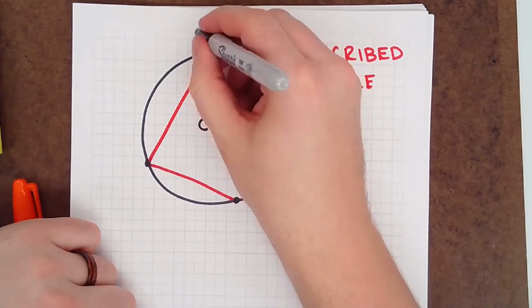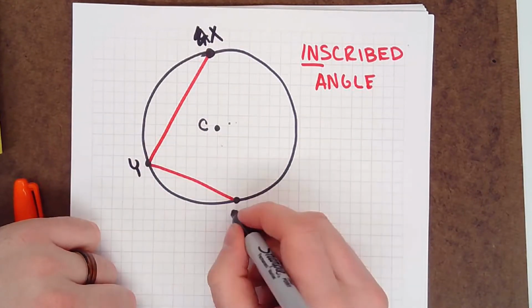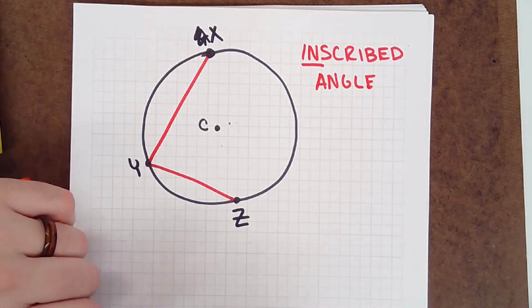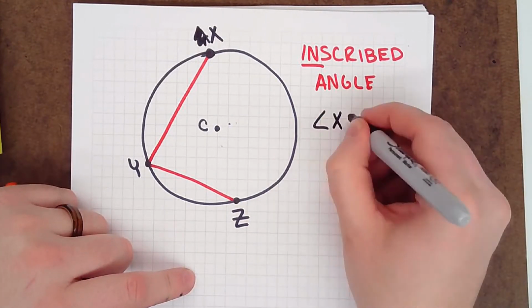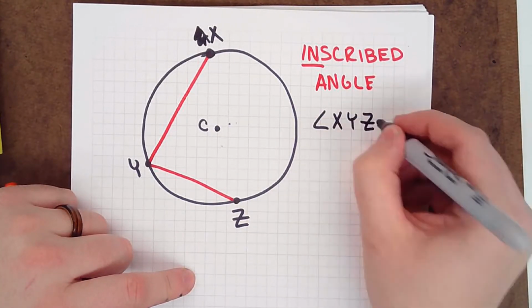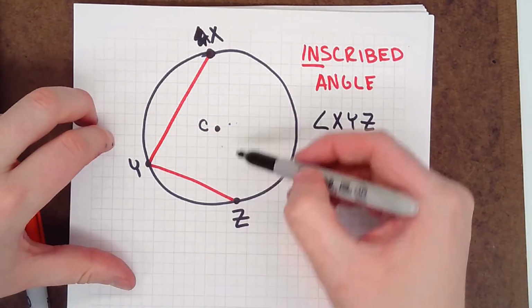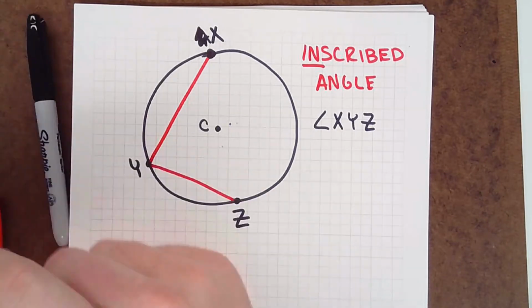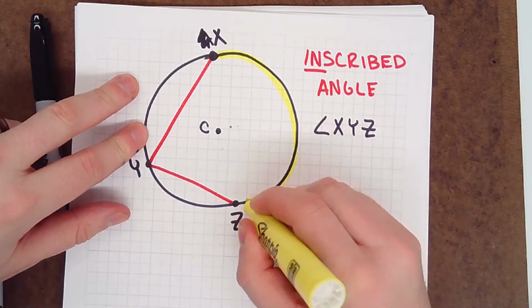So let's call this A, or how about you? Let's use XYZ. How about that? We've already used C for our center. So we've got inscribed angle XYZ. I would write it like this, angle XYZ. And that's going to be an inscribed angle. And you'll notice that this angle opens up into an arc. So let's highlight that.